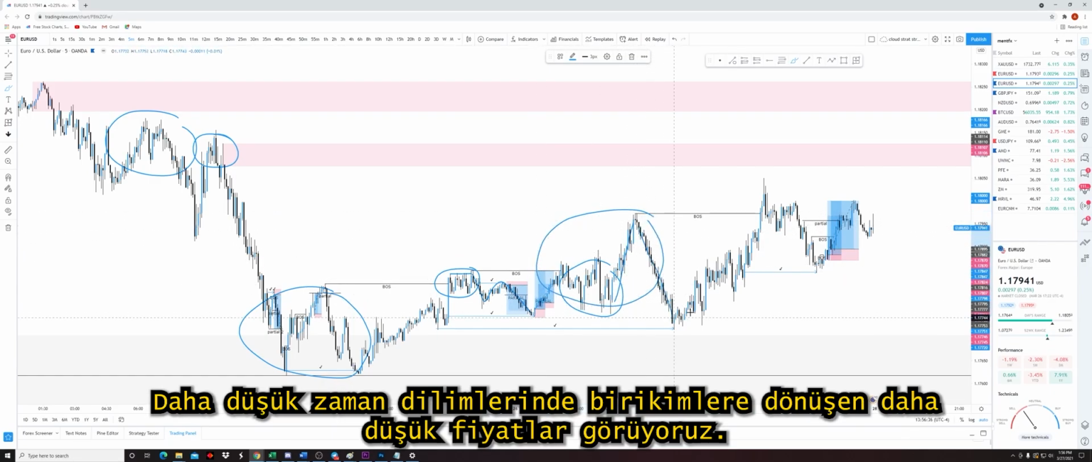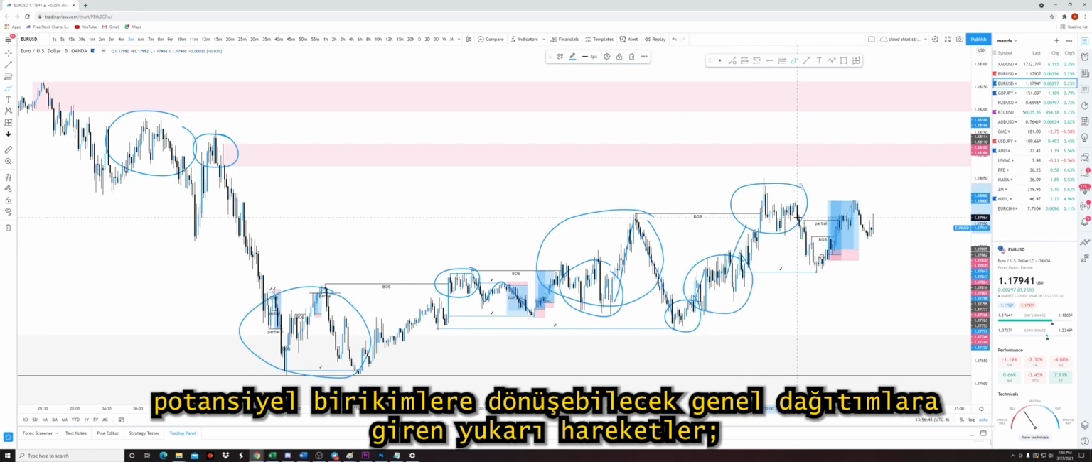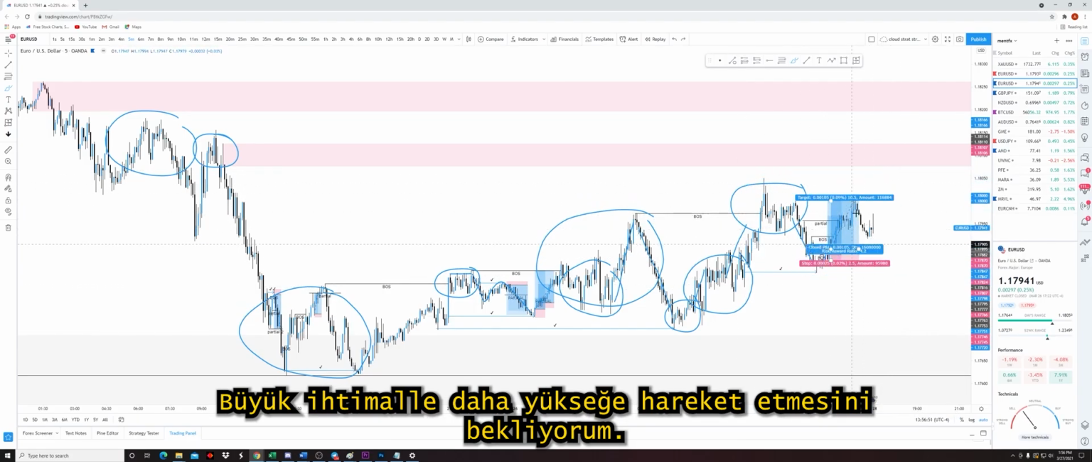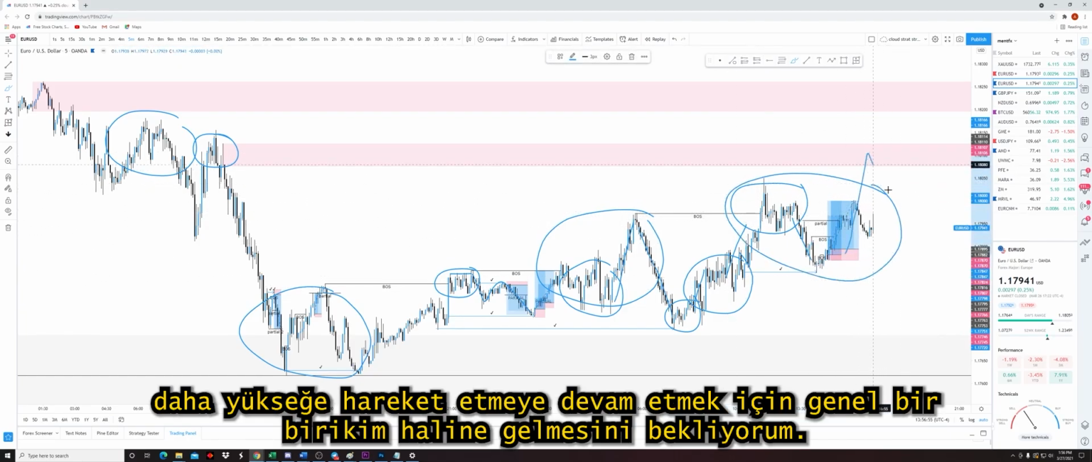We see lower prices into accumulations on lower time frames, moves up, into another accumulation, moves up, into overall distributions. That might become potential accumulations to move higher, which now might become an even bigger distribution to move lower. Most likely, I'm expecting it to move higher. So in this specific case, I'm looking at it to become an overall accumulation to continue moving higher.